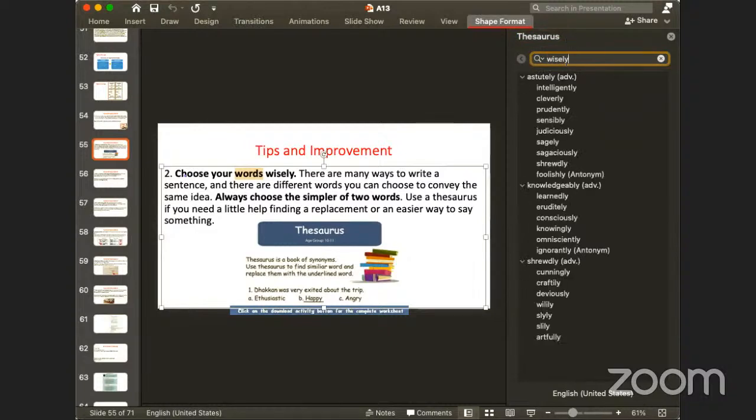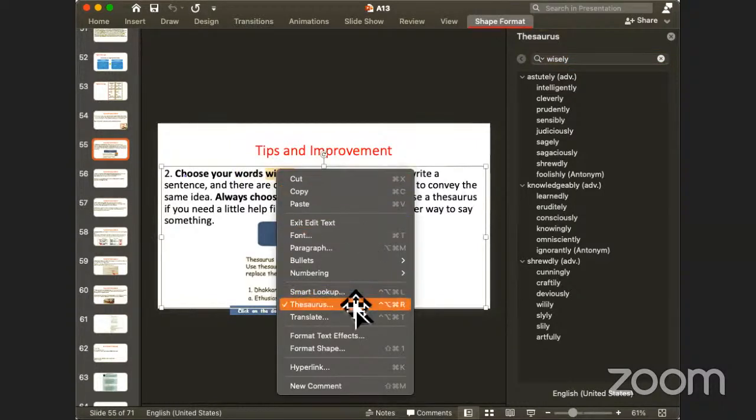For example, you want to write here "wisely" but use this word in a different way. In the thesaurus you can find it, and here it's telling you what type of word it is. It's an adverb, describing an action. So there are other words you can use instead of wisely: intelligently, sagely, consciously, knowledgeably. There are many different ones. So when you're not sure what to write, you can right-click and then go to the thesaurus.